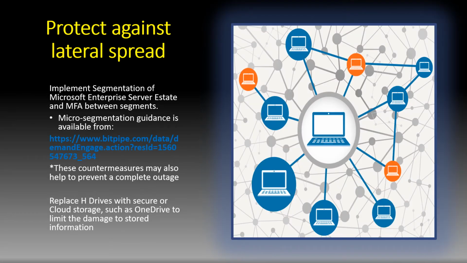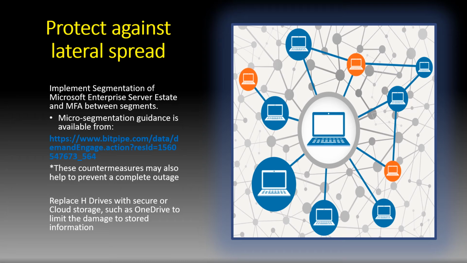Once an infection hits your enterprise environment, you will want to protect against lateral spread. You don't want it affecting your entire network or spreading out to your backups or external devices. Implementation of segmentation of Microsoft Enterprise Server Estate and multi-factor authentication between segments may help. This countermeasure may also help to prevent a complete outage of your estate.